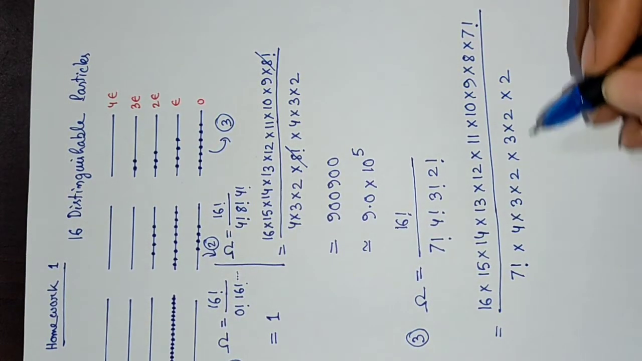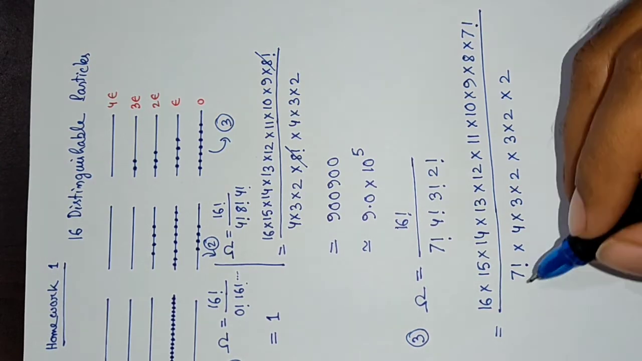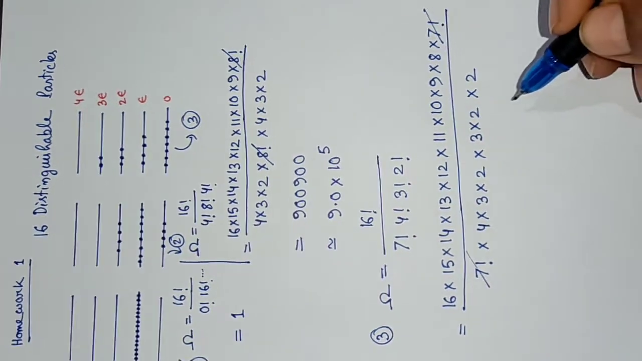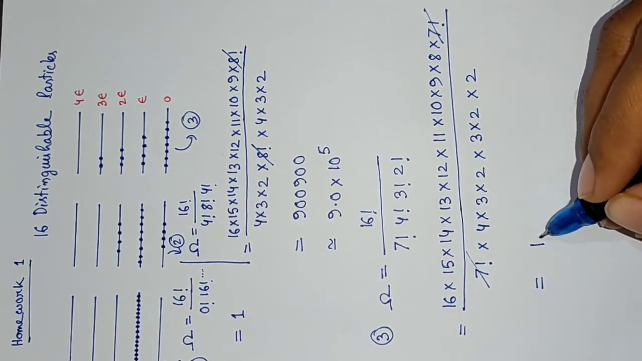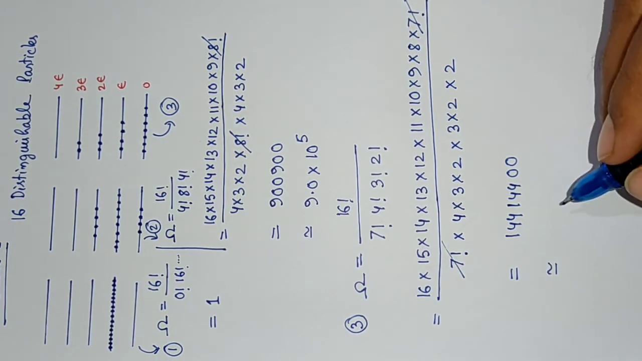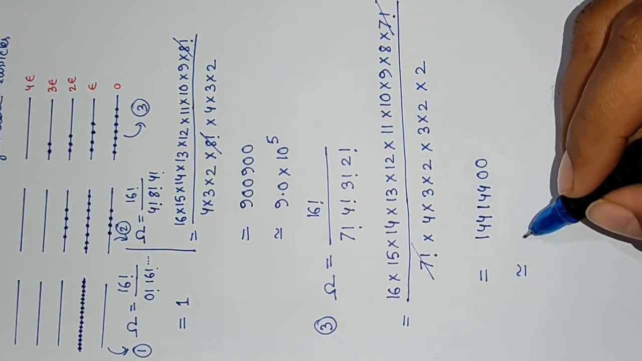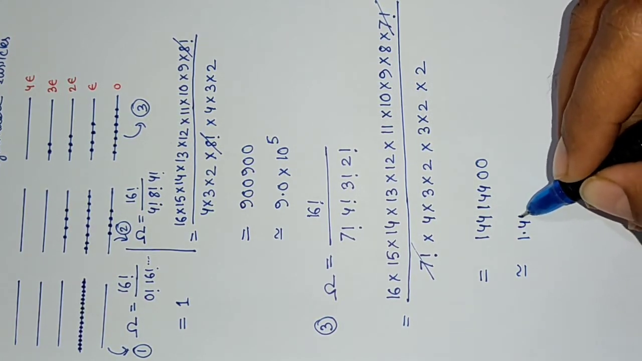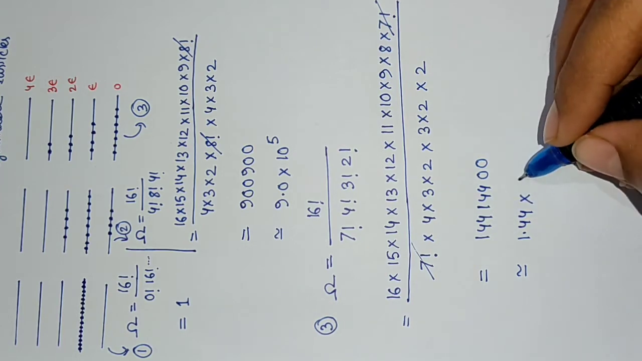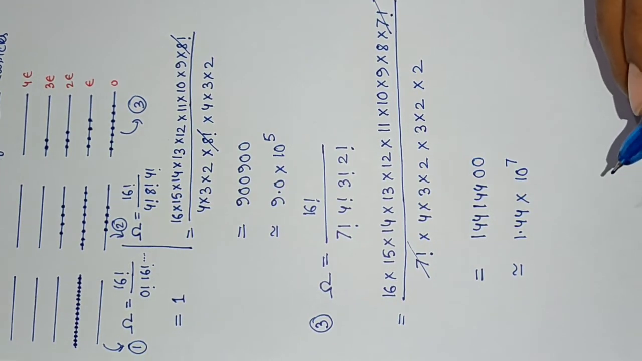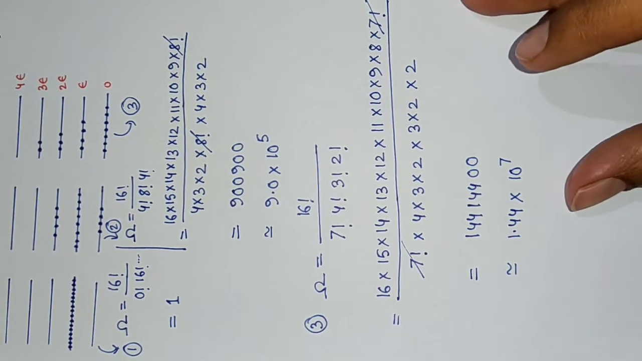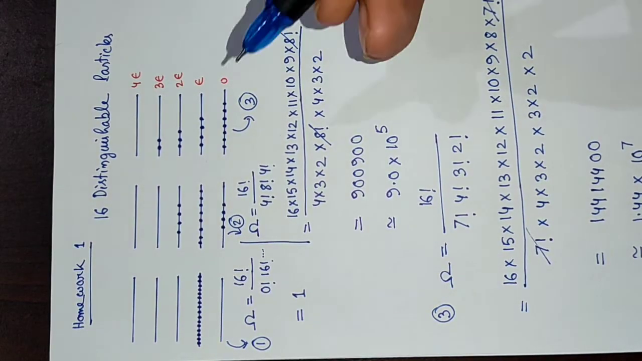This is for the 4 factorial, this is for 3 factorial. Now here also 7 factorial, 7 factorial will cancel out, and solving this we will get... So thermodynamic probability is almost equal to 1.44 into 1, 2, 3, 4, 5, 6, 7 into 10 to the power 7. Near about 1.5 crore microstates for this macrostate.